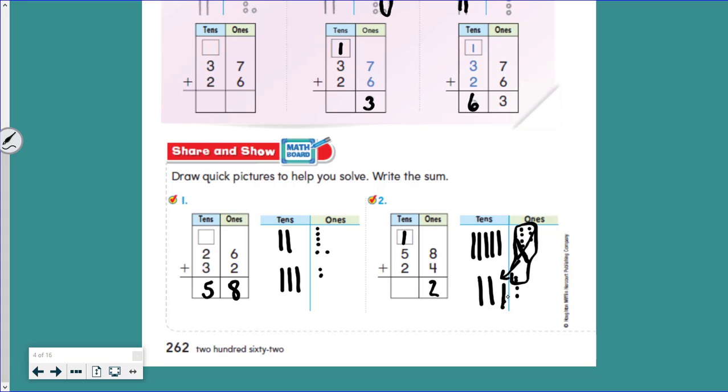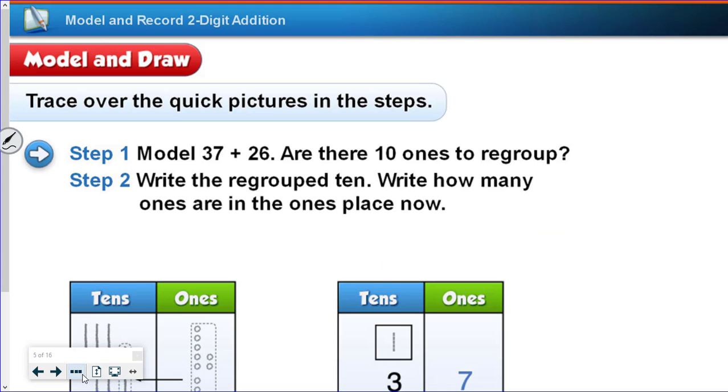Alright, so now I count the 1 10 plus the 5 10s plus the 2 10s. So that's going to give me 8 10s now. So now I have 82, which should match what's over here. So 50, 60, 70, 80, 81, 82, because I don't count these guys because they got regrouped here. Hopefully you're understanding what I'm doing. Trying to go nice and slow and not confuse you. So I'm going to go to the next page.